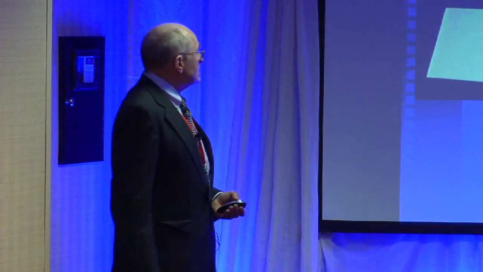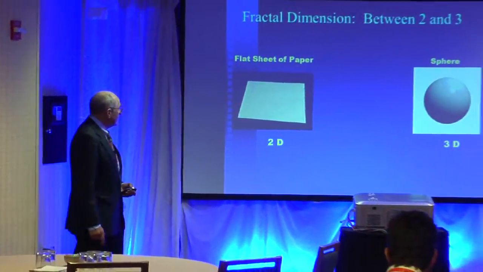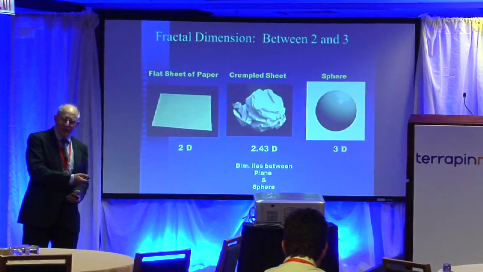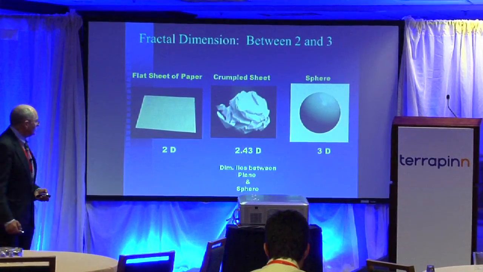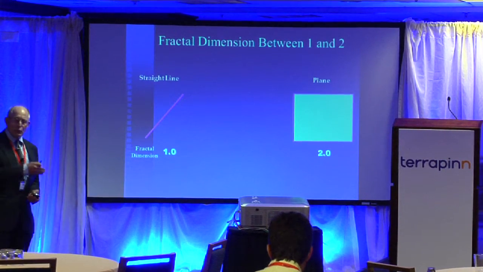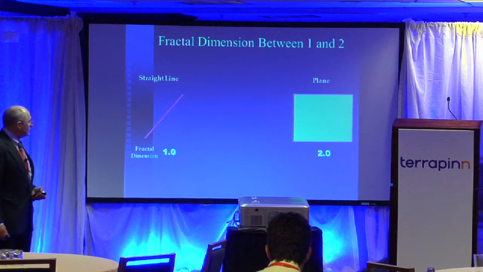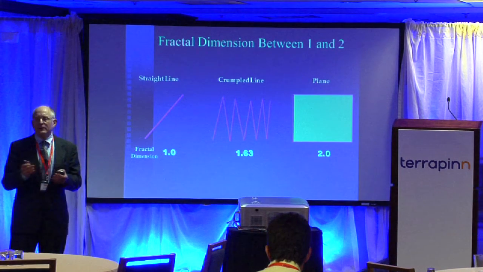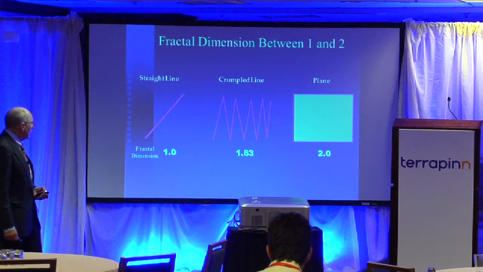To give you a sense of it, a flat sheet of paper, at least on its surface, is 2 dimensions. A sphere has 3. But if you take a piece of paper and crumple it up into a ball, it's not a sphere, but it's not a flat piece of paper. It has a fractal dimension of somewhere between 2 and 3. We're more interested in the domain between 1 and 2 as time series analysts. A straight line has 1, a plane has 2, but if we take a line and sort of crumple it up, it doesn't quite fill up a plane completely, but it does partially. So it has a fractal dimension of some number between 1 and 2.